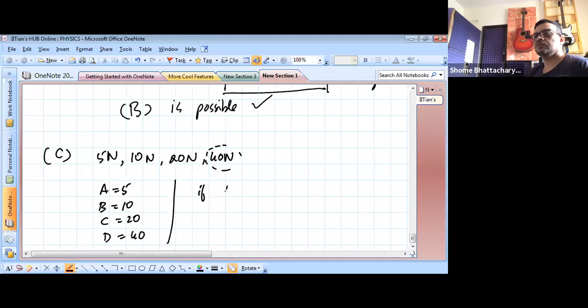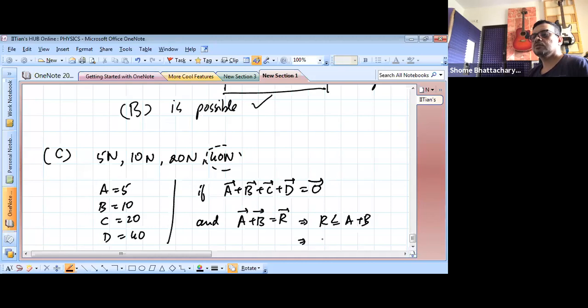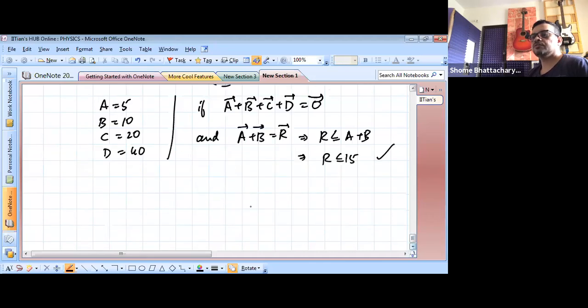So if E plus B plus C plus D is equal to 0, and suppose we take E plus B as R, it implies that R is less than or equal to this in magnitude. So R is less than or equal to 15 in magnitude. R cannot exceed 15. Therefore, since E plus B plus C plus D is 0, I can replace E plus B as R. So R plus C plus D is 0. That means D is minus of R plus C.